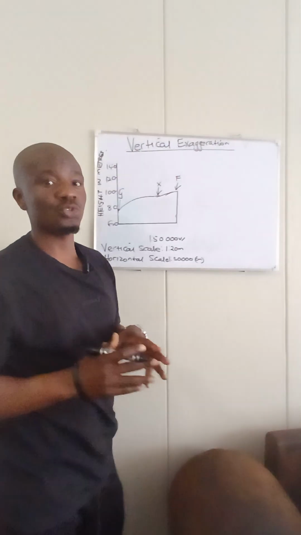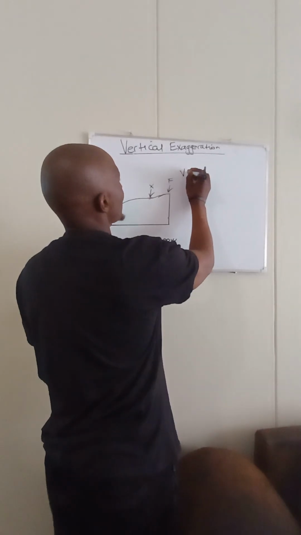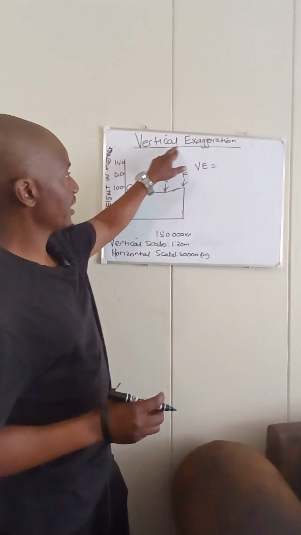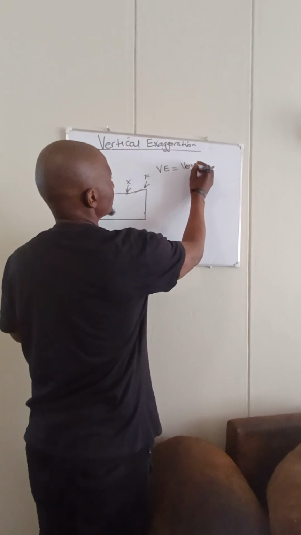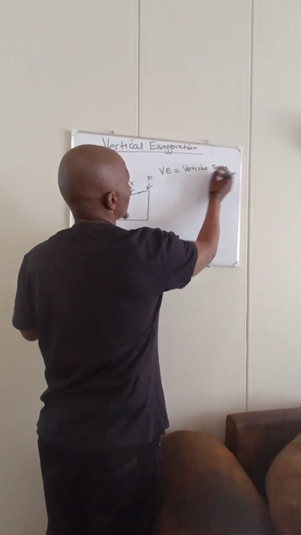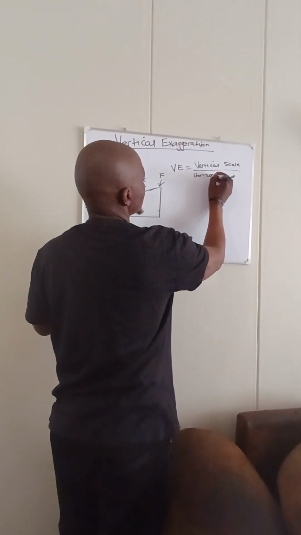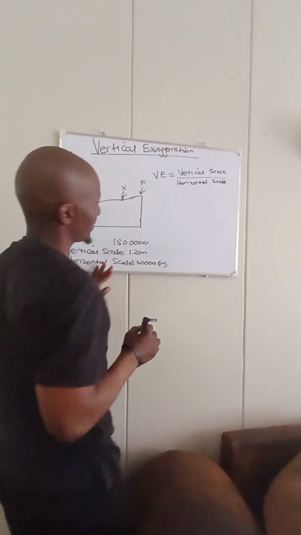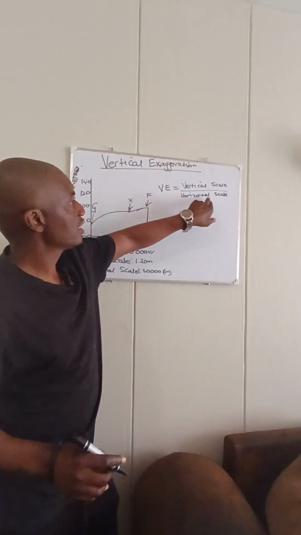The first thing that you need to do when you're calculating your vertical exaggeration is to understand the formula. What is the formula for calculating the vertical exaggeration? Vertical exaggeration is equal to your vertical scale over your horizontal scale. That is the formula for vertical exaggeration.